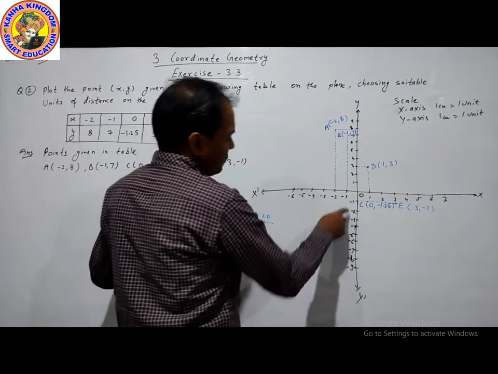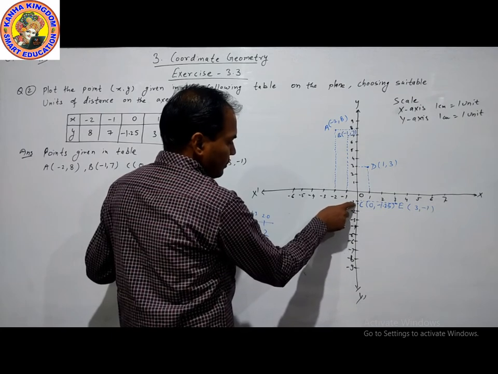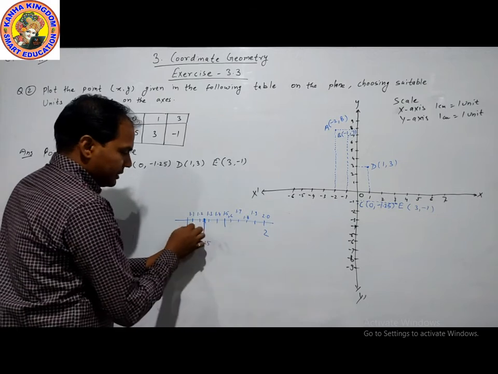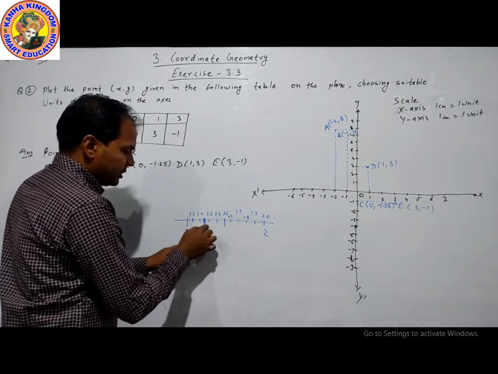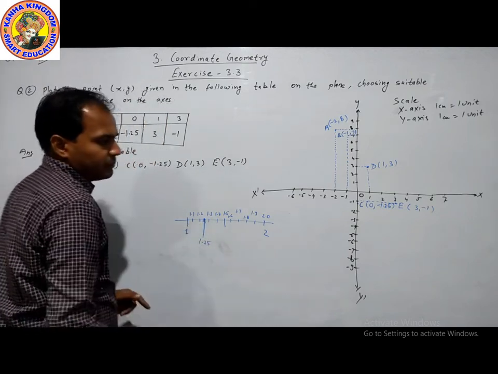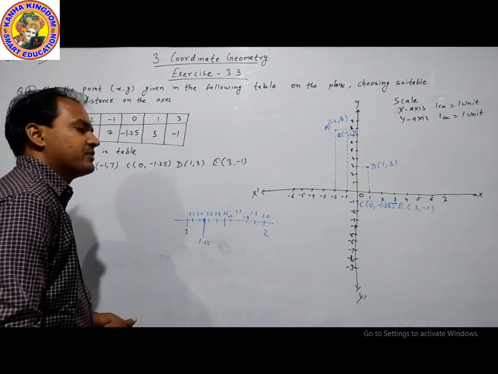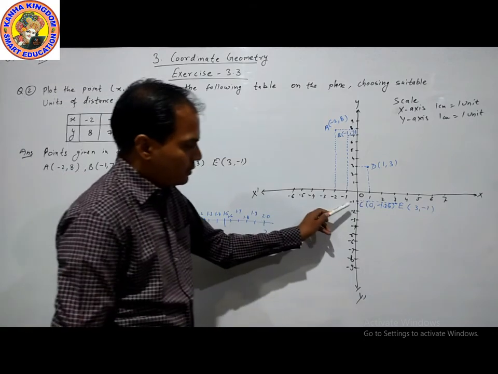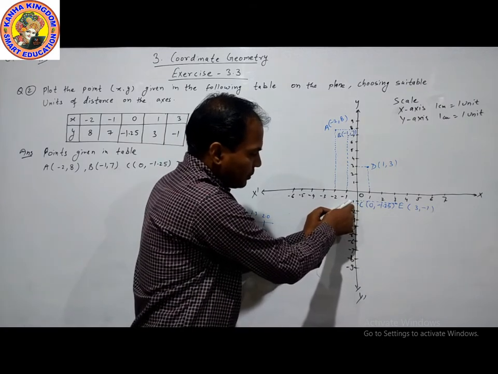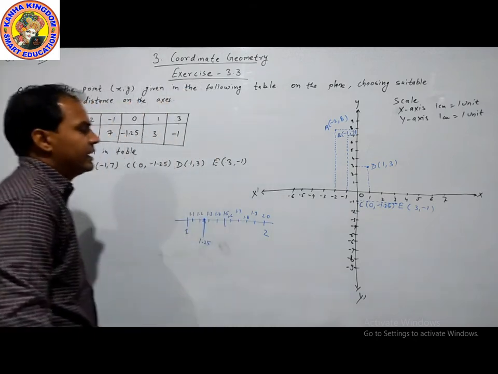X is 0, and y is -1.25. Put the scale here between 2 and 3. The small lines are here: 1, 2, 3. Between 2 and 3 the point is 1.25. So mark here (0, -1.25). At point C, y is -1.25 and x is 0. So here is point C.